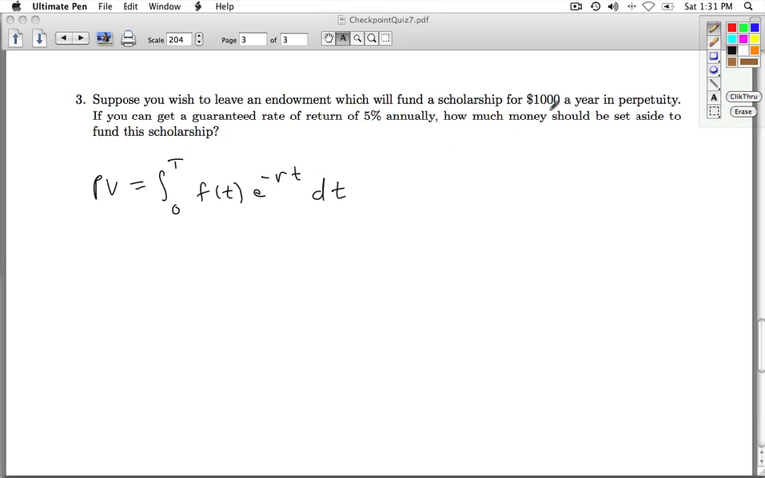Well, the income stream we have is $1,000 per year. We're having an annual rate. So this would be the integral from 0 to T of 1,000 e to the negative 0.05 t dt. Well, for how many years is this? In perpetuity. That means that this T is infinity. So this changes from present value to what we call the capital value. So really what we're looking for is the capital value, the integral from 0 to infinity of 1,000 e to the negative 0.05 t dt.